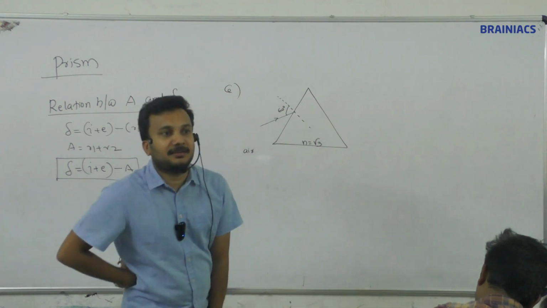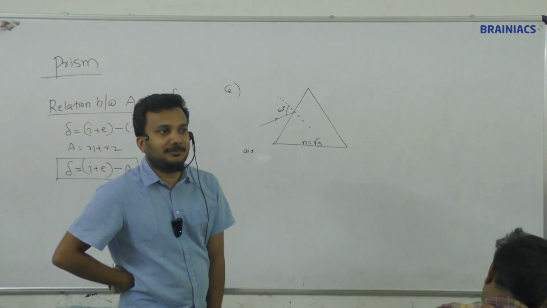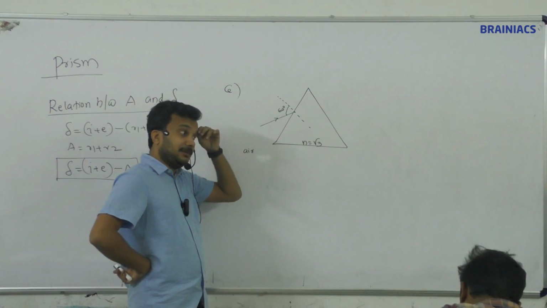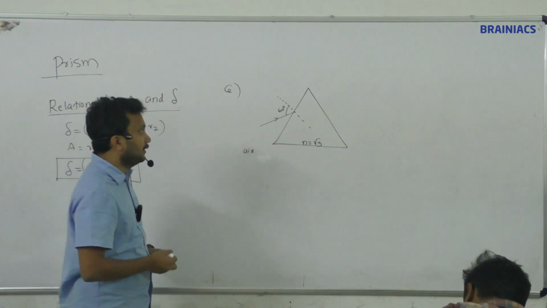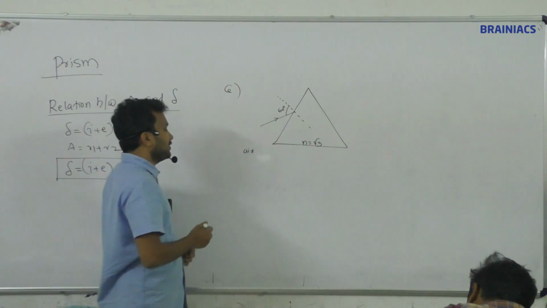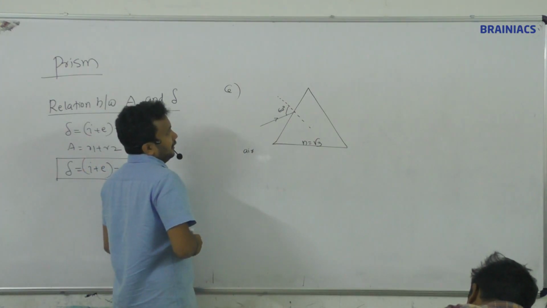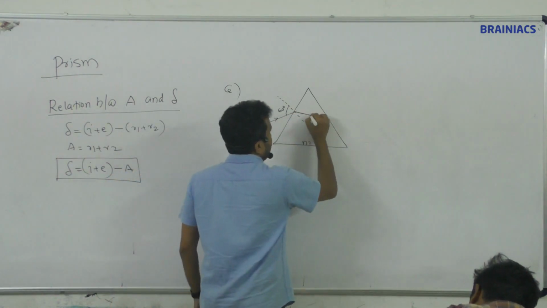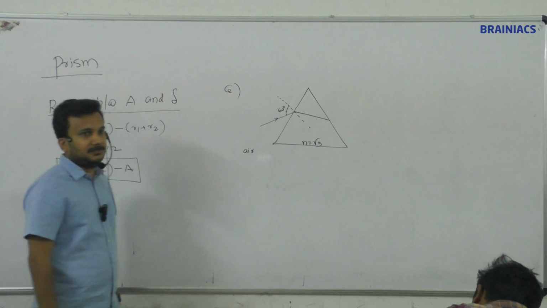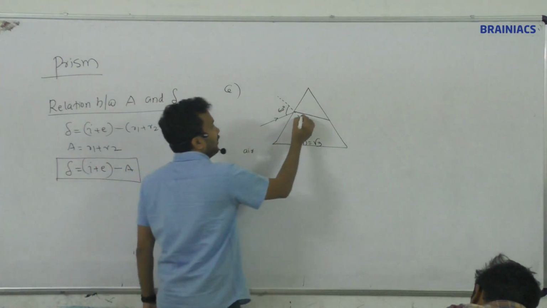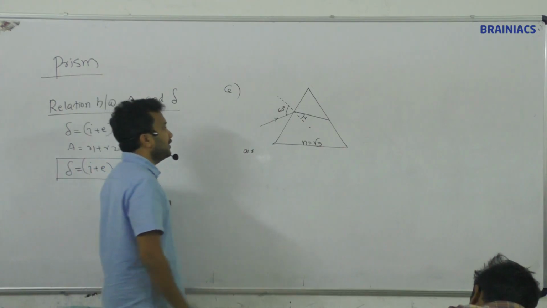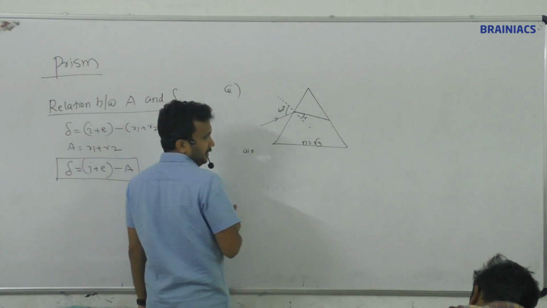Backside got the answer? All of you? No. Okay, how to do it. What is happening here is refraction, because it's a glass prism, so refraction is happening. Suppose the ray is entering into the prism. This is called the angle of refraction.